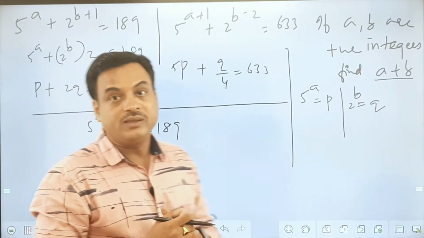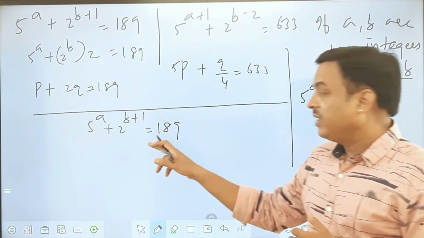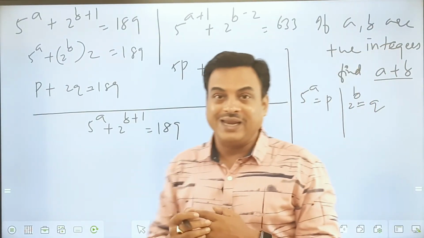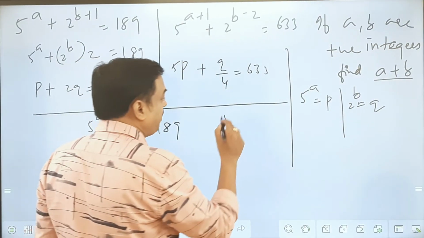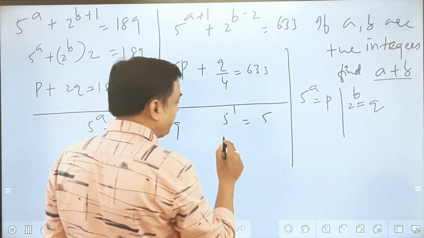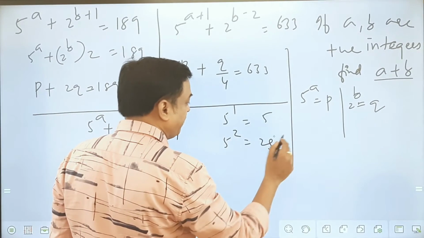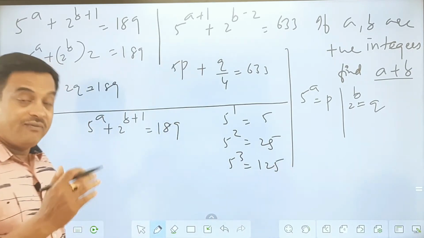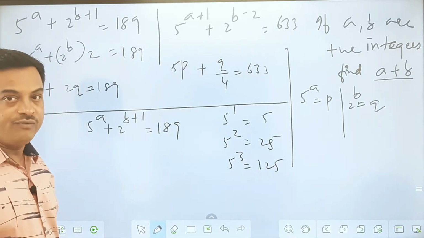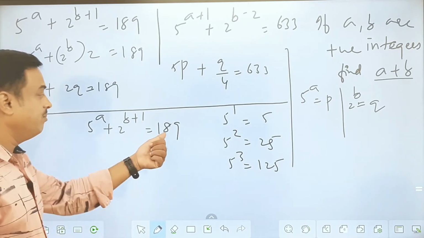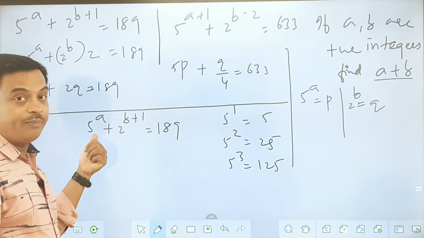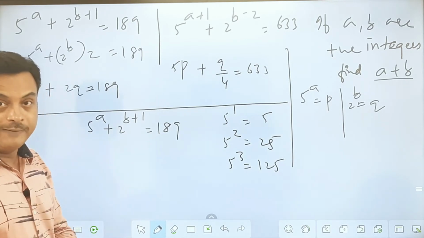What is the trial and error method? You see, 5 power a plus 2 power b plus 1 is equal to 189. You know 5 power 1 is equal to 5, 5 power 2 is equal to 25, 5 power 3 is equal to 125, 5 power 4 is 625, which I should not take because the sum of the two numbers has to be 189. So any value of 5 power here must be less than 189, right?